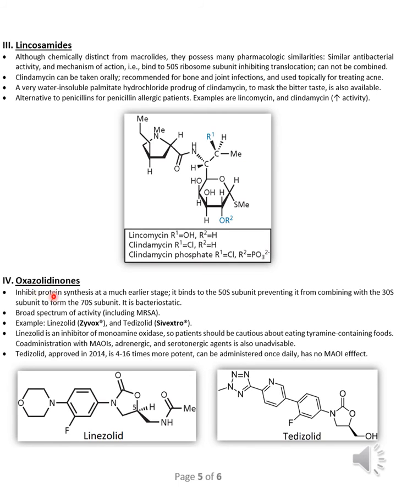The next class is the oxazolidinones. They inhibit protein synthesis at a much earlier stage, before the 50S subunit binds to the 30S subunit. So they inhibit that binding, and again, it's bacteriostatic. The unique thing about the oxazolidinones is that they have a broad spectrum of activity that covers even MRSA. Examples are linezolid, brand name Zyvox, and tedizolid, brand name Sivextro.